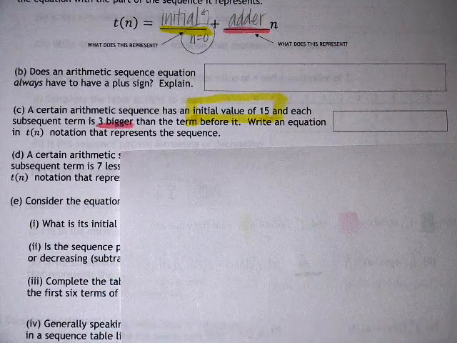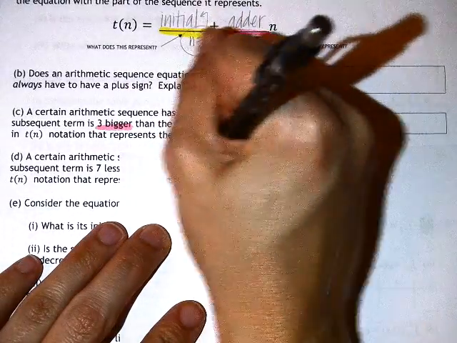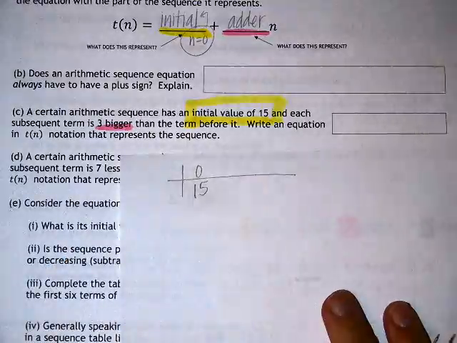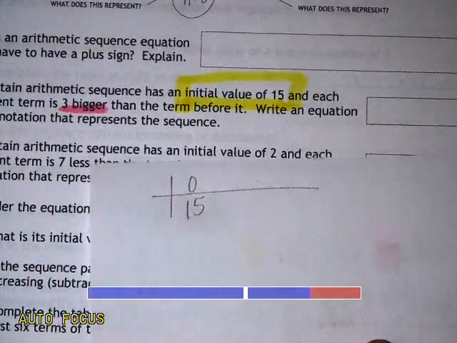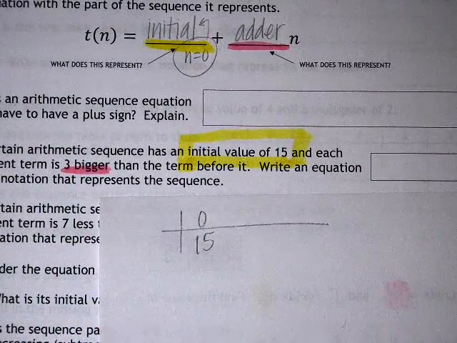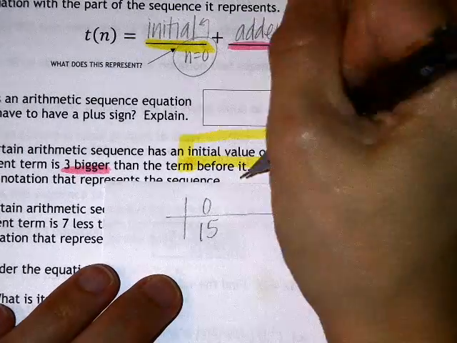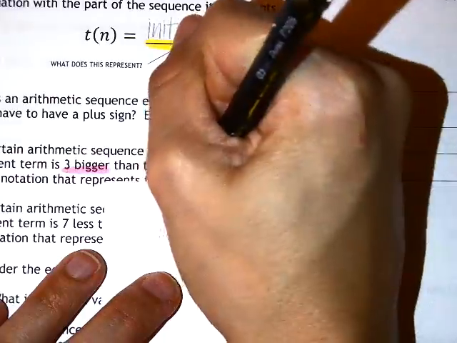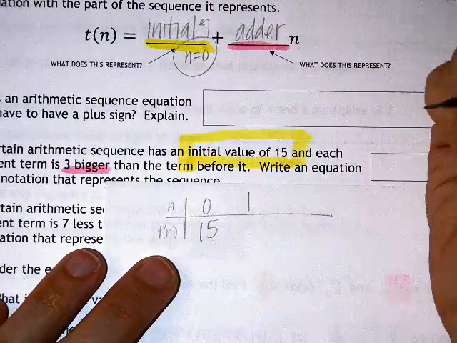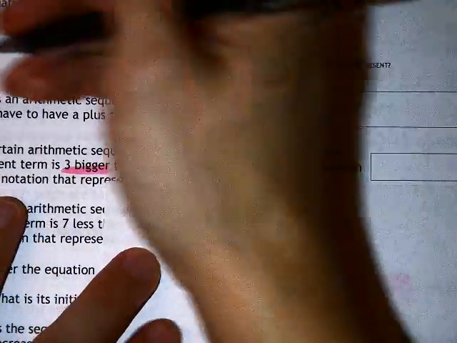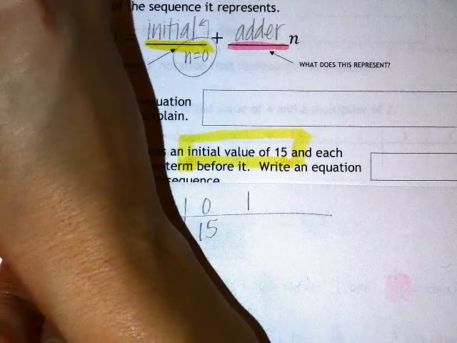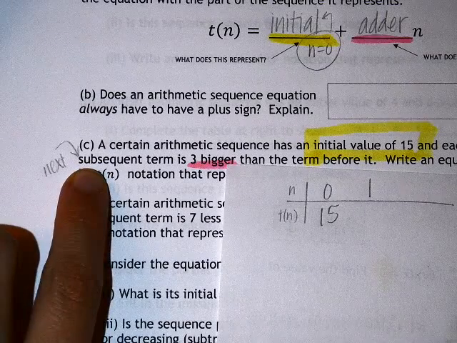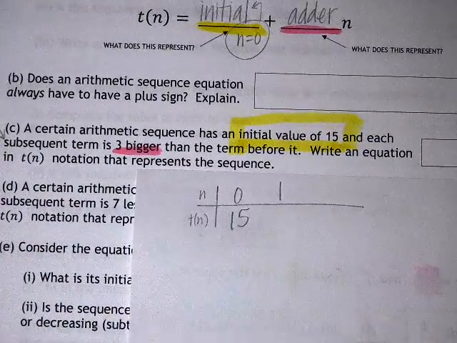So let's think about this for a moment. If I had an initial value of 15, I'm just going to make a little table to organize my thoughts, but you don't have to do this. You might just want to follow my logic, but not necessarily do a lot of work here. If I had an initial value of 15, so that's where the 0 term is 15, then I would think, okay, what would come after that? The next term, because subsequent just means next, that's a fancy word there, but the word subsequent just means next in this context. The next term is 3 bigger.